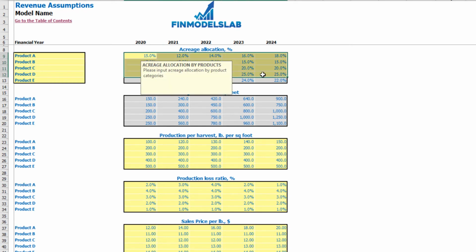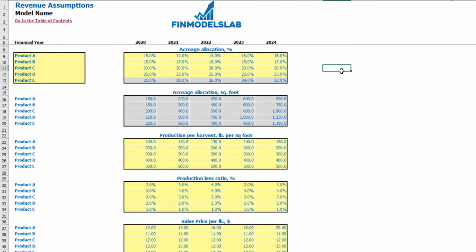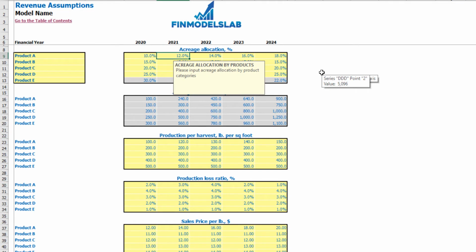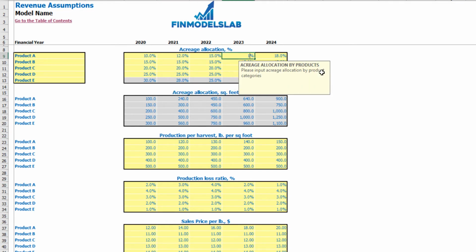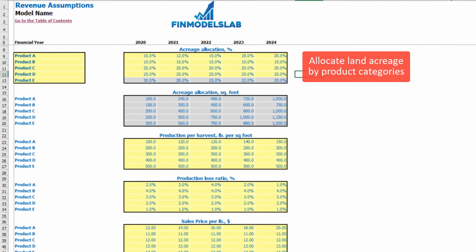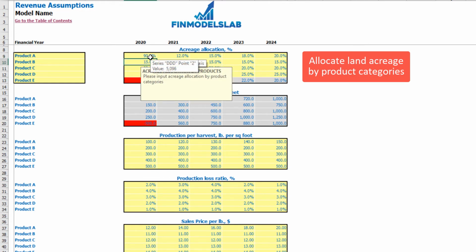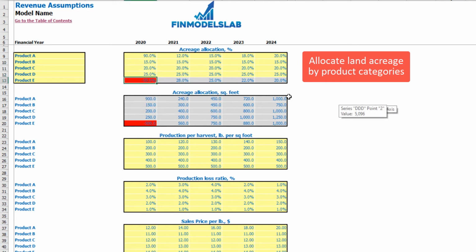The next step is to allocate your acreage by these products and by years. For example, 10% for product A in the first year, then 12, 15, 18 and 20. The fifth product in this allocation is a calculation, meaning 100% minus the previous 4 allocations. If you input something wrong, for example 90% here, 15 for the second product, 20 for third, 25 for fourth, you have minus 50, which is 100% minus the sum of the previous 4.